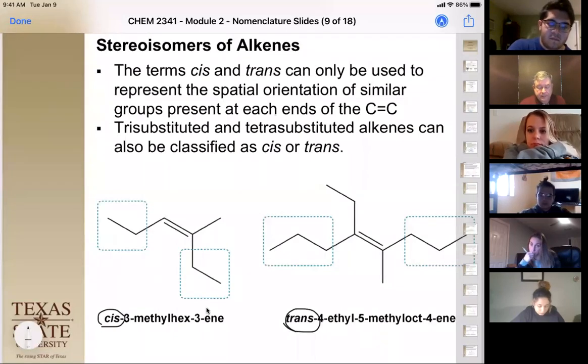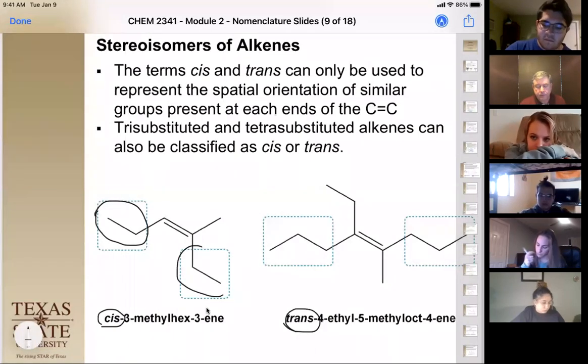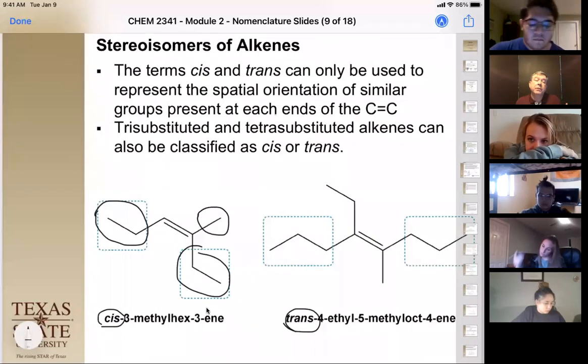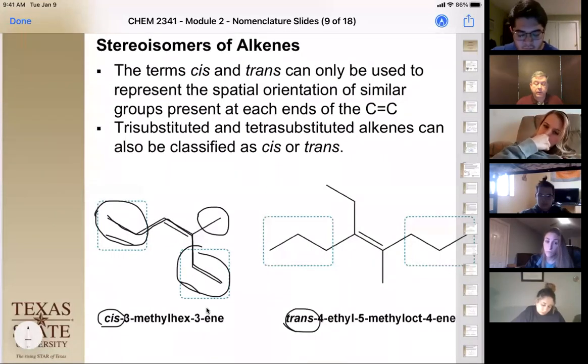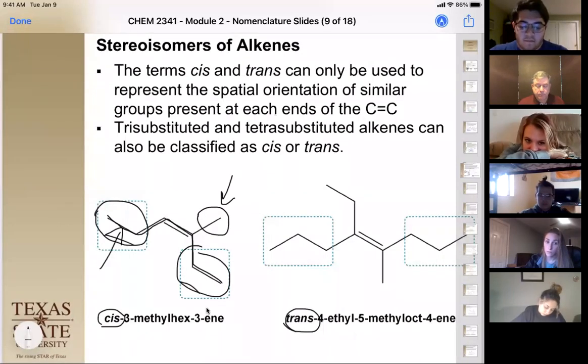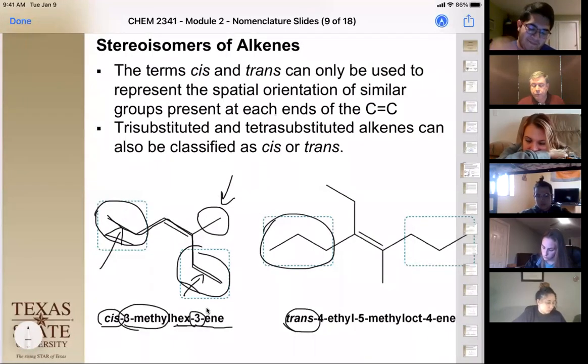Okay. So in this case here, we have an ethyl group and a methyl group. That methyl group is the different group. So these 2 ethyl groups are cis to each other. So we know that they are also containing the main chain. So we only have 1 substituent. So we have the cis group, the main chain is cis to itself, 3-methyl, 3-ene, hexene. And here we have 2 propyl groups that are the same.